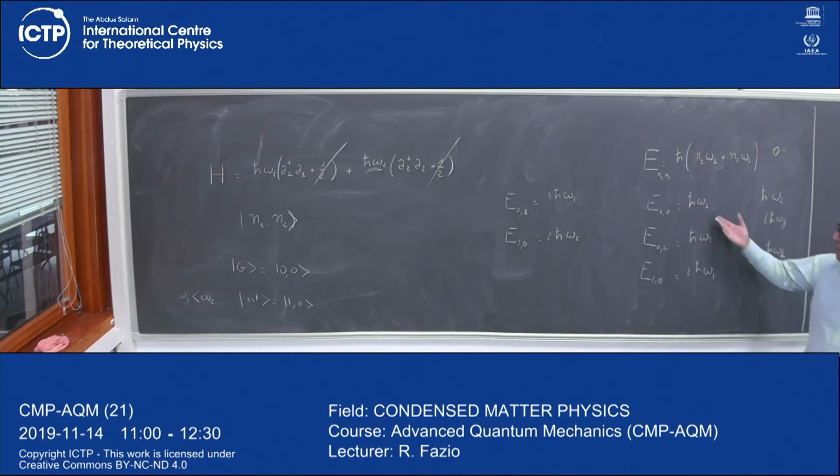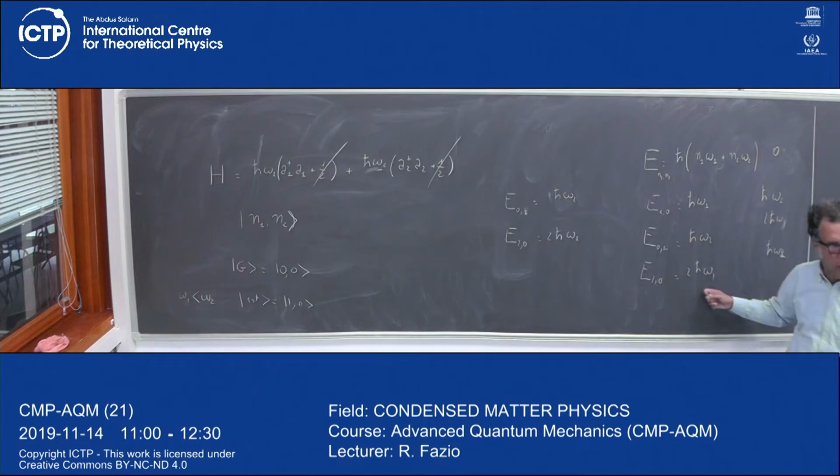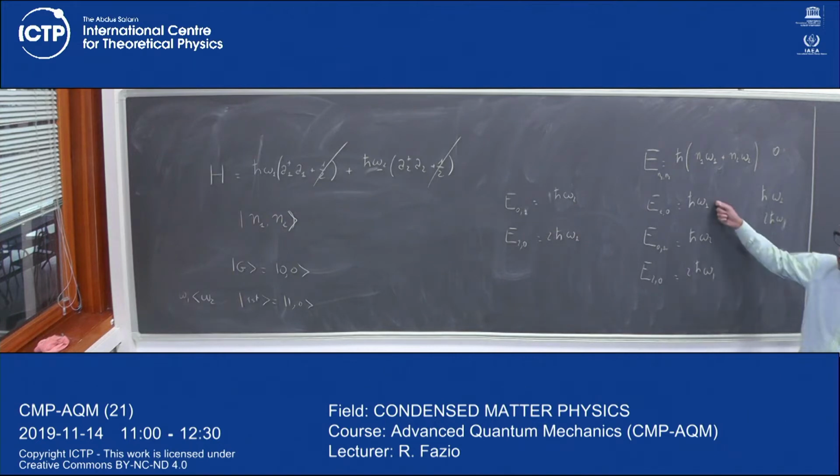Then, in this case, if omega 2 is different from 2 omega 1, all these three levels are non-degenerate. If you take omega 2 equal to omega 1, then this is non-degenerate and these are 2 degenerate. Okay? Now suppose that, for instance, omega 2 is 4 omega 1.